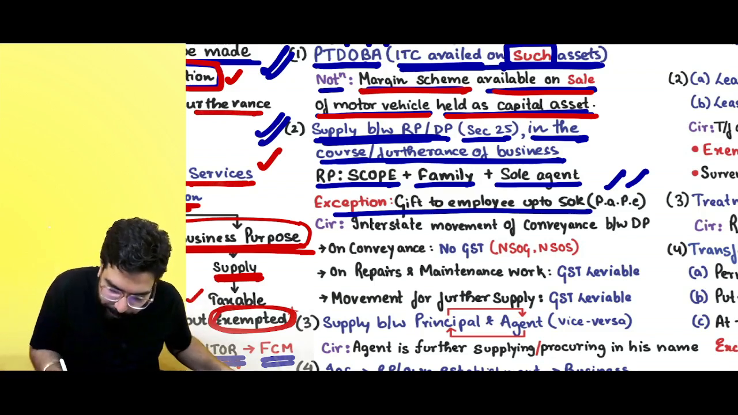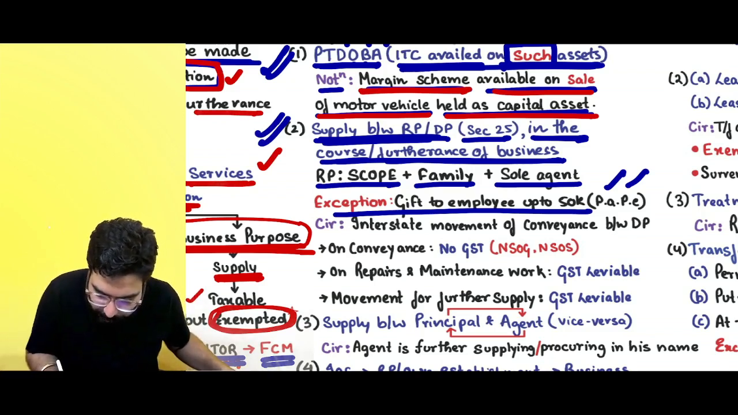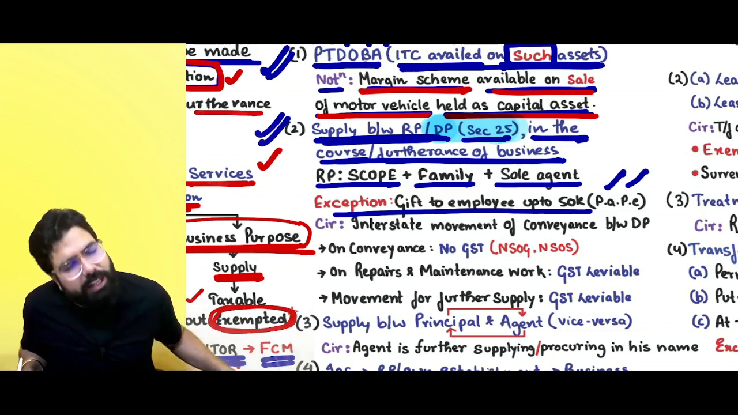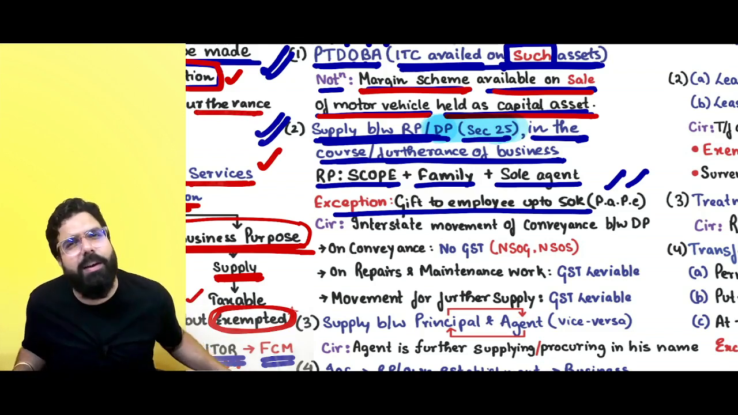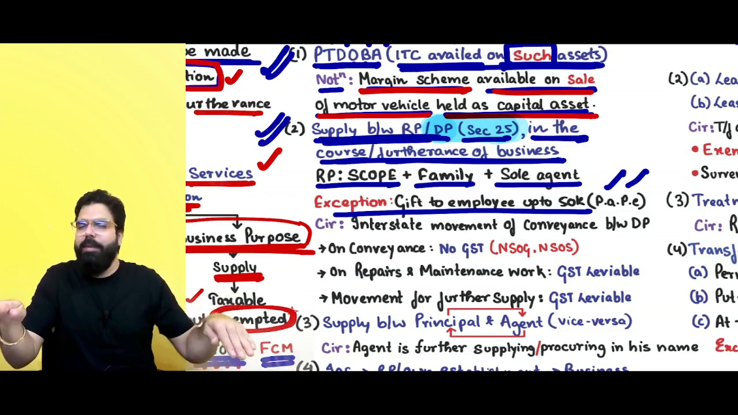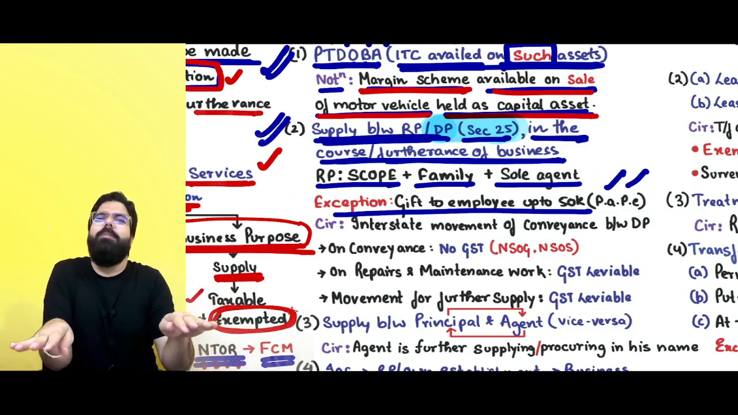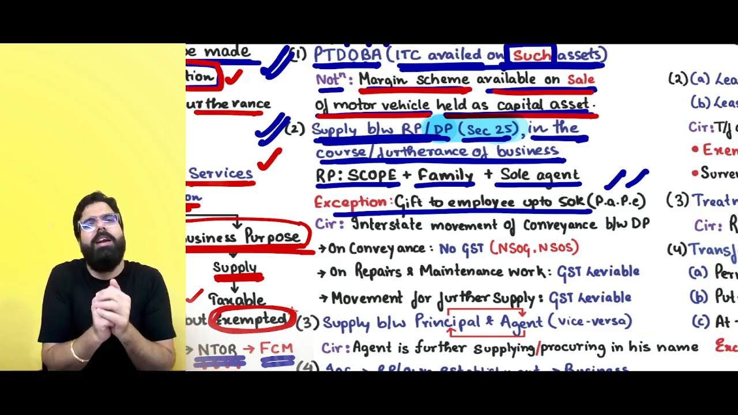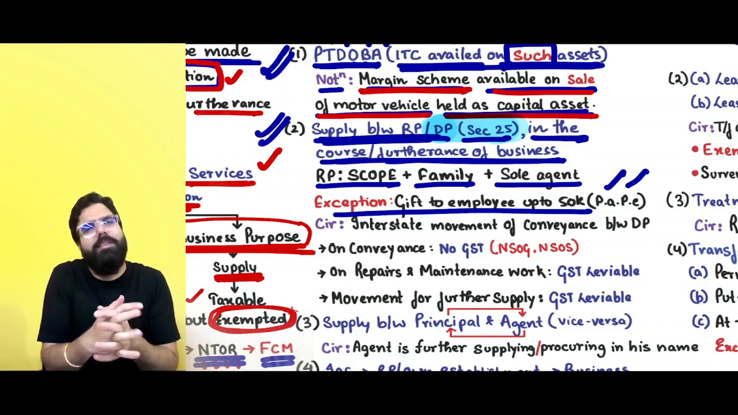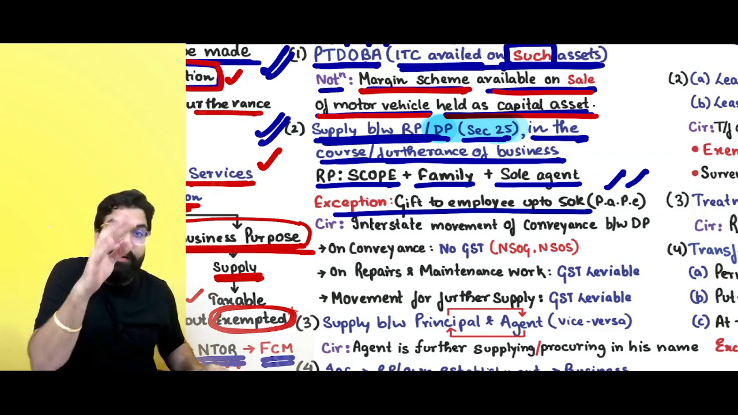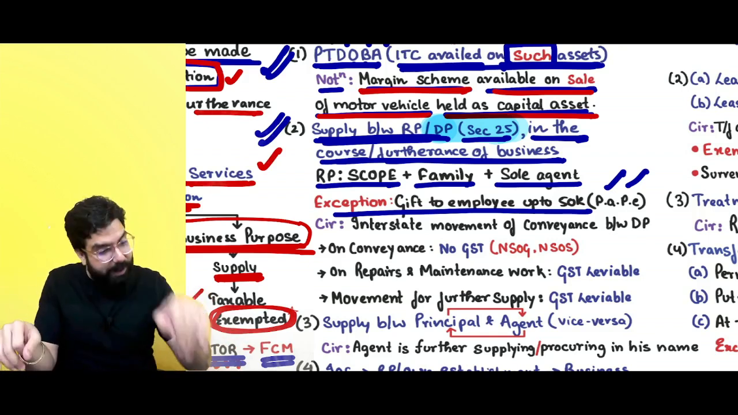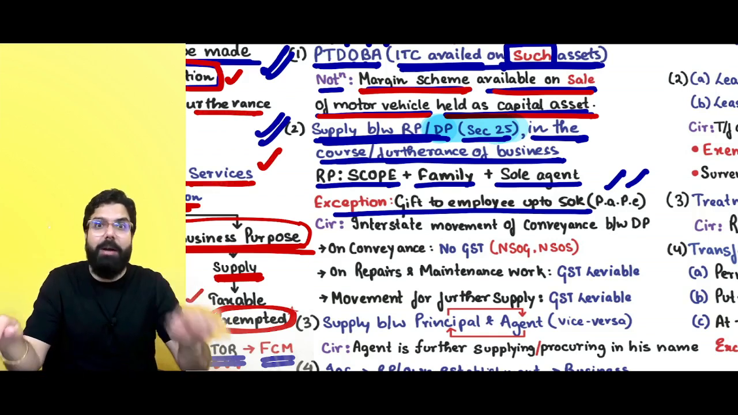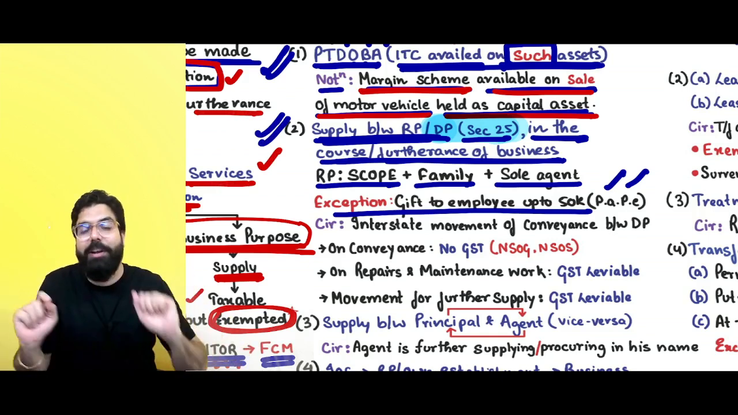Sir, supply between related person or distinct person. What do you mean by distinct person? Distinct person is told in Section 25 of the GST Act. Section 25 says that in the same state, if you have two establishments, you don't have to take separate registration. For example, I have two shops in the same state. I don't have to take two separate registrations. But if I take two separate registrations in the same state, then both the shops will become distinct persons.